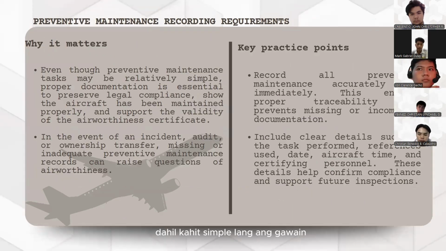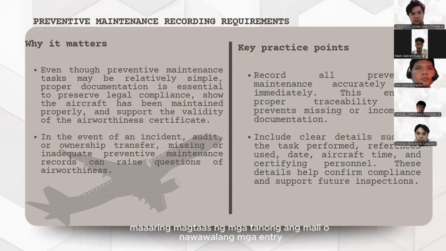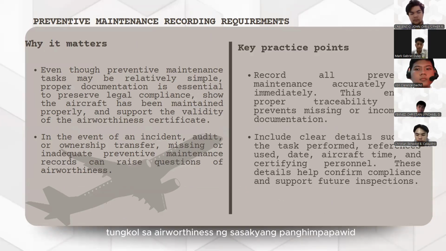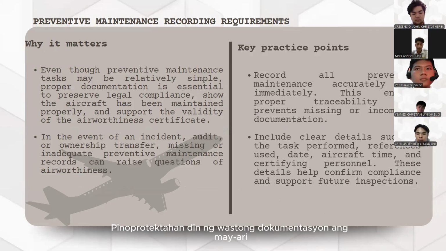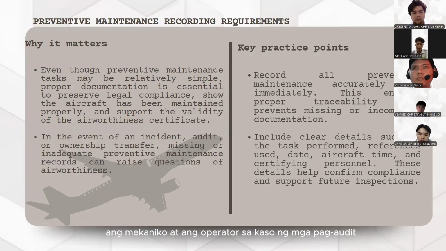So, why does preventive maintenance documentation matter? Because even though the tasks are simple, incorrect or missing entries can raise questions about the aircraft's airworthiness. Proper documentation also protects the owner, the mechanic, and the operator in case of audits, accidents, or ownership transfer.